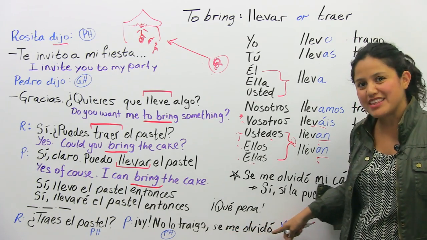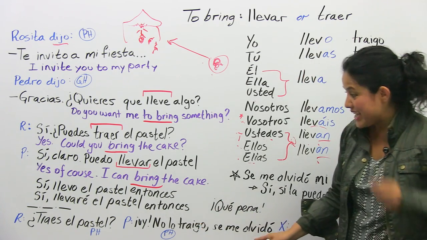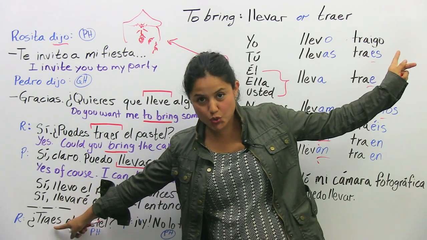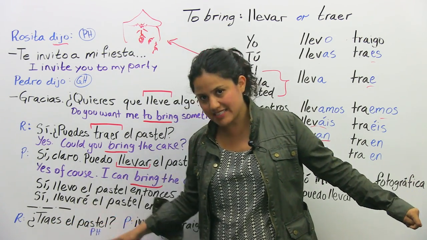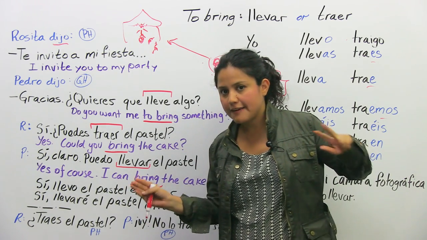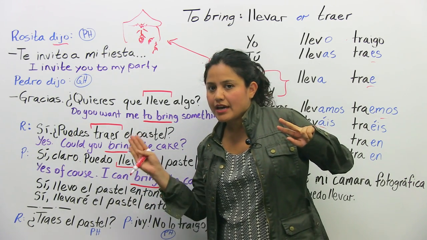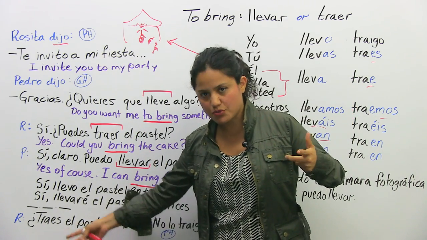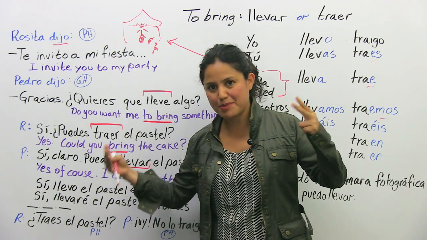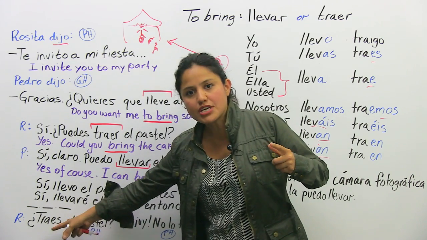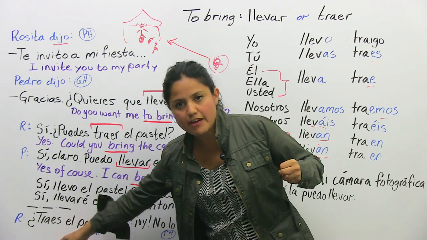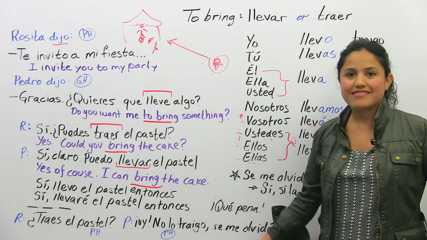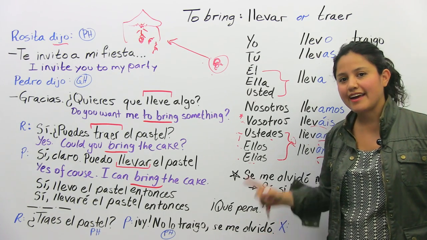Se me olvidó. Now, if you see, Rosita is asking, traes, the verb traer. Tú traes el pastel. But remember that in Spanish, if it's not ambiguous, we prefer not to use the pronoun, right? Here it's not ambiguous. We know who's talking. We know who the people are who are talking. Rosita says, ¿traes el pastel? The verb traer. And then Pedro says, no, I didn't bring it. No lo traje.